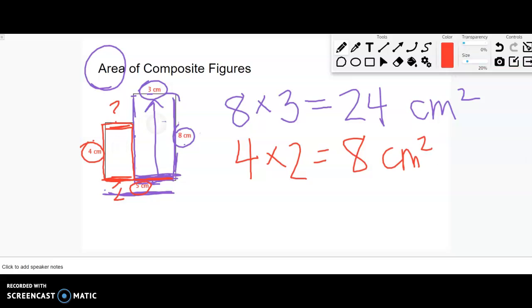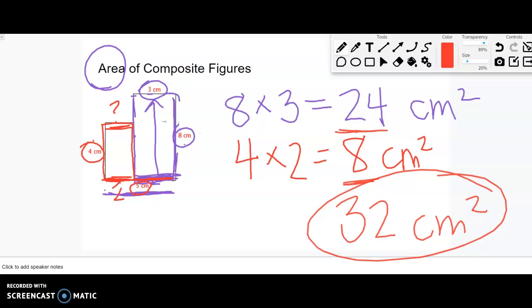And then I just need to add those two together. 24. Sorry, my pen freaked out for a second. Oh, I know. I switched transparency. There we go. 24 plus 8 gives me 32 centimeters squared as my final answer. So if you weren't writing with me, go ahead, write with me. Again, you could have split it the other way, and then you're just going to have different size rectangles.